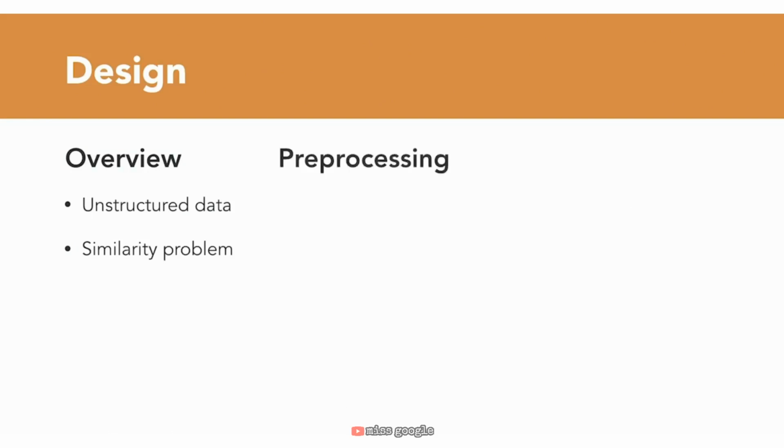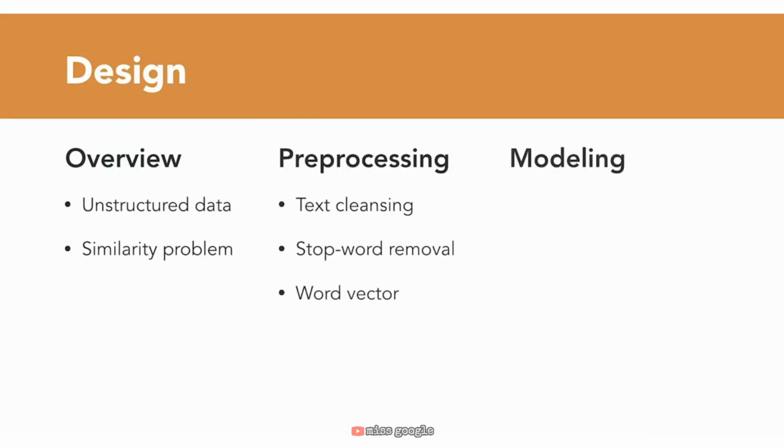What pre-processing is needed? Typical text pre-processing techniques are needed here, including text cleansing and stop word removal. We then convert each question into a word vector. How do we recommend a guide link? We build a similarity model with all the questions. It can be either a TF-IDF model or an LSA model.